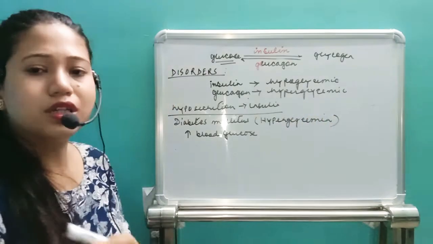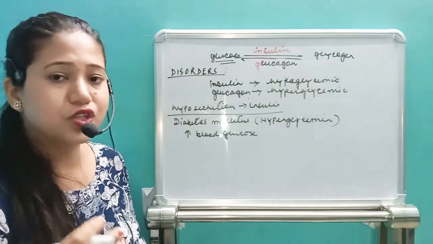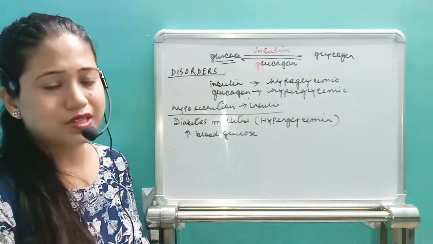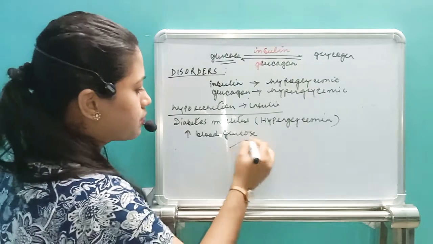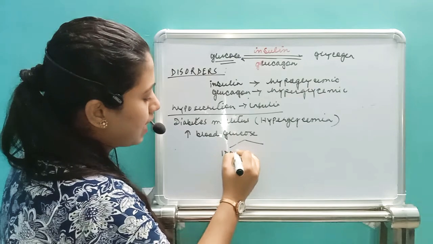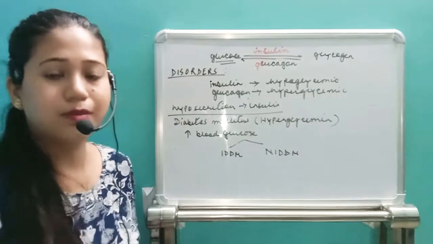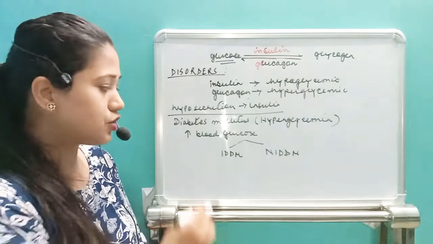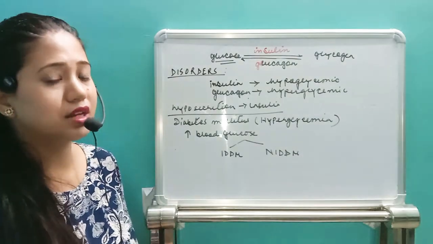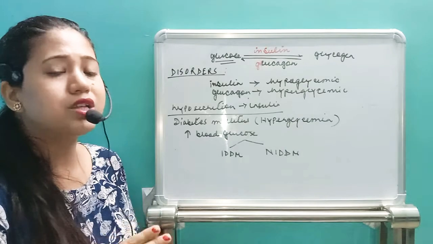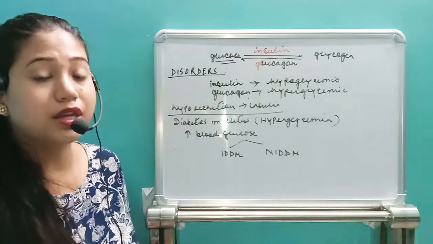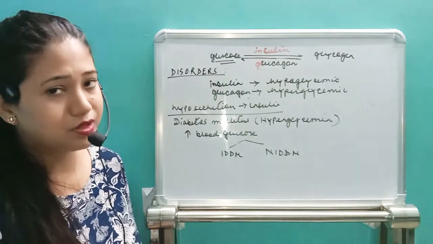Okay, so this diabetes mellitus is of two types, and we have already discussed this part actually. One is called IDDM and another is called NIDDM. What are the two types of diabetes mellitus? One is insulin dependent diabetes mellitus and another is non-insulin dependent diabetes mellitus. So in this condition what happens?